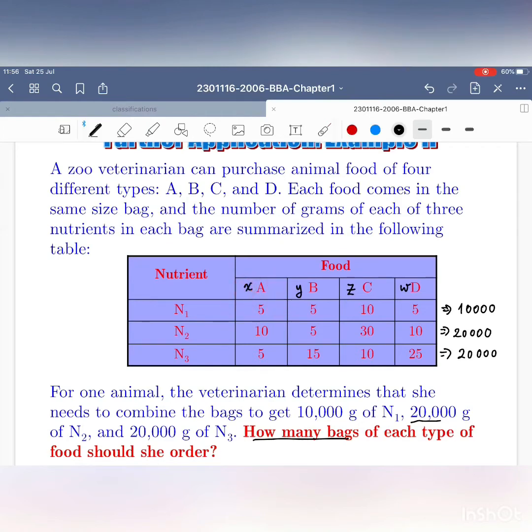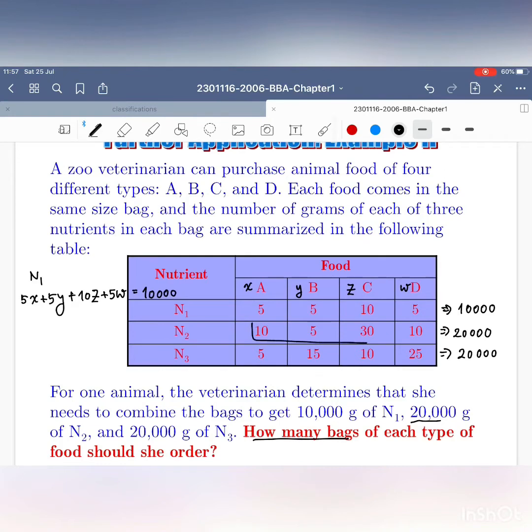So for the first nutrition, from your A food, you get 5x. From your B food, you get the same idea, 5y. For your C food, you get 10z, because you buy z bags, and for your D food, you get 5w, and together you need it to be 10,000.